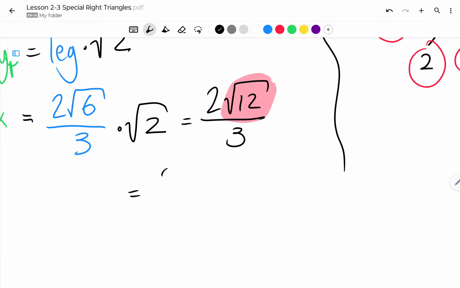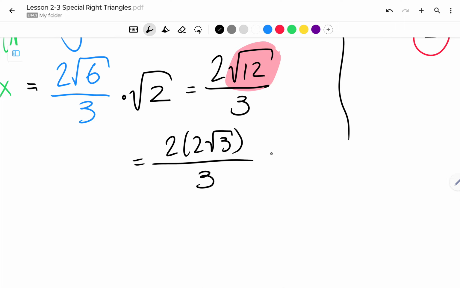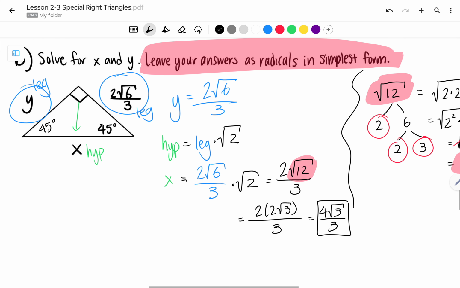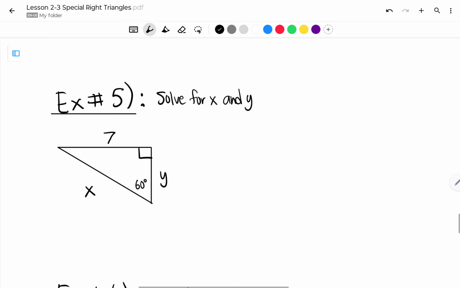2 square root 3 over 3. And then keep simplifying one more time. 2 times 2 is 4. 4 square root 3. So that's your final answer, okay? All right, keep it moving, keep it moving.